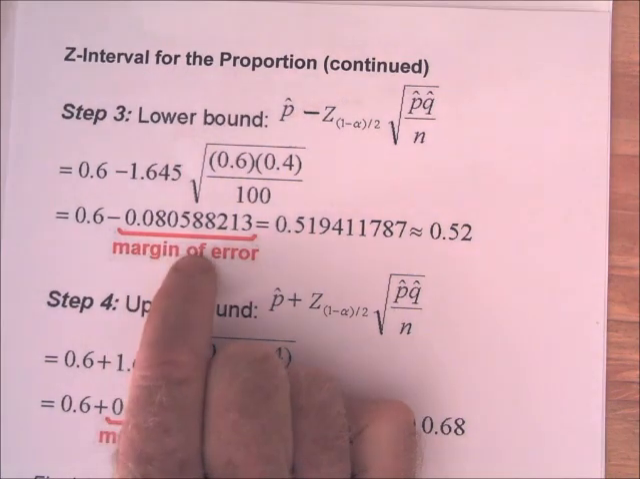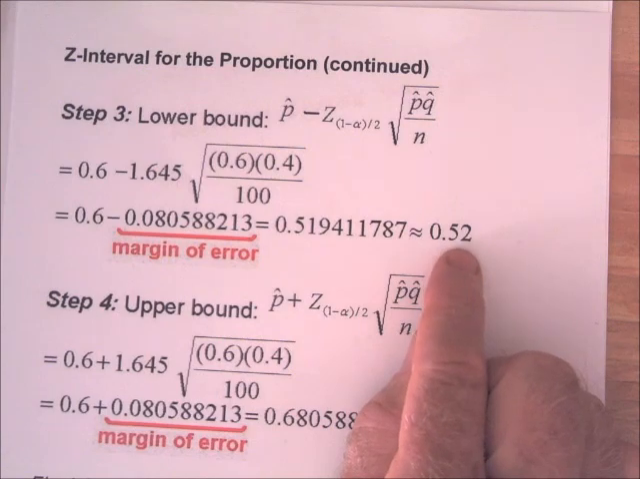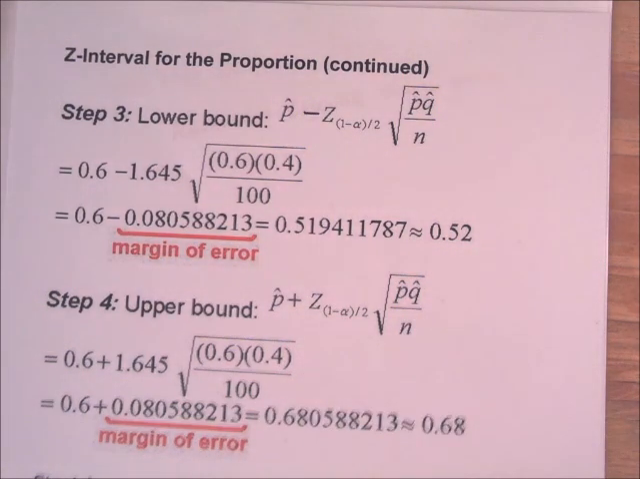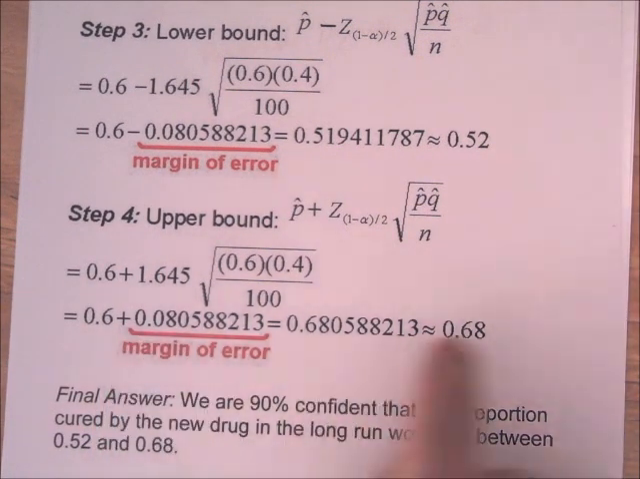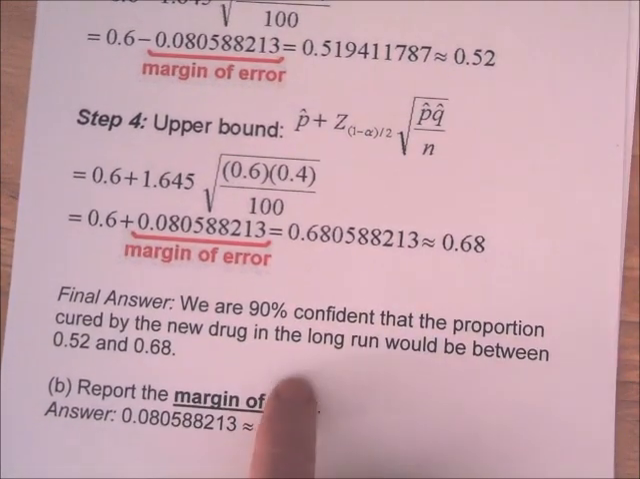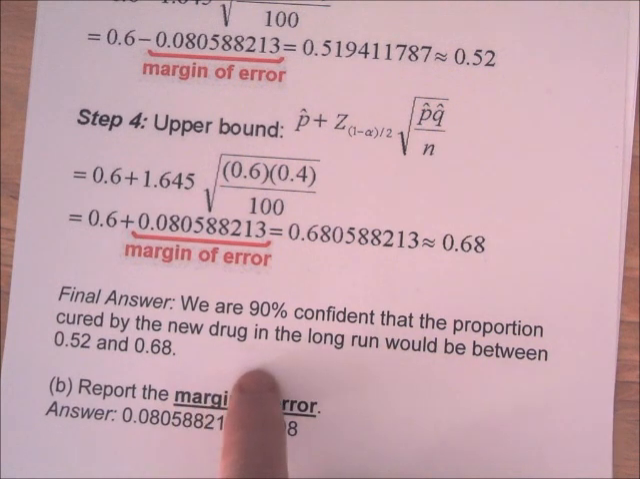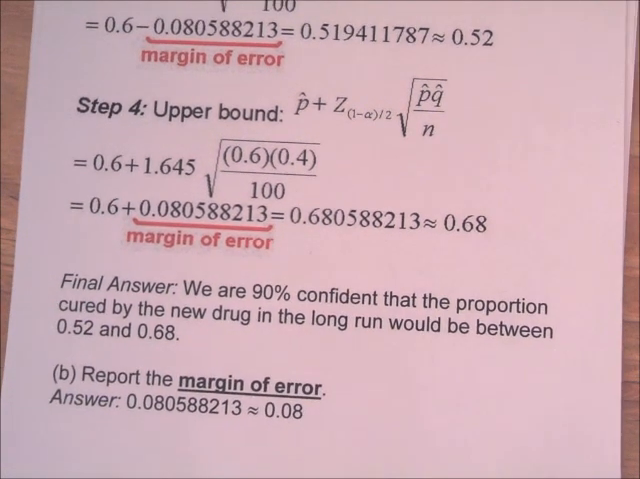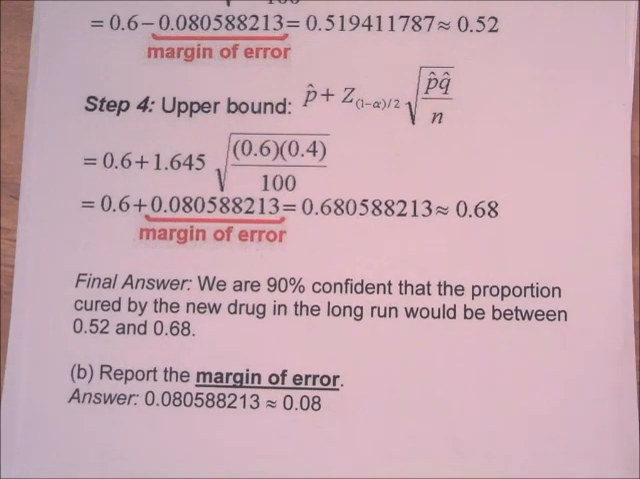And that's called the margin of error. If we subtract, we get approximately 0.52. That's our lower bound. The upper bound is the same, except we want to add the margin of error, and that comes out to be about 0.68. So that means we are 90% confident that the proportion cured by the new drug in the long run would be between 0.52 and 0.68. In part B, the margin of error, as we saw above, was approximately 0.08.